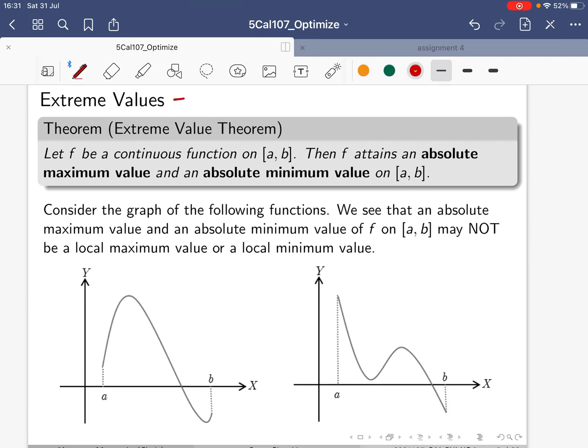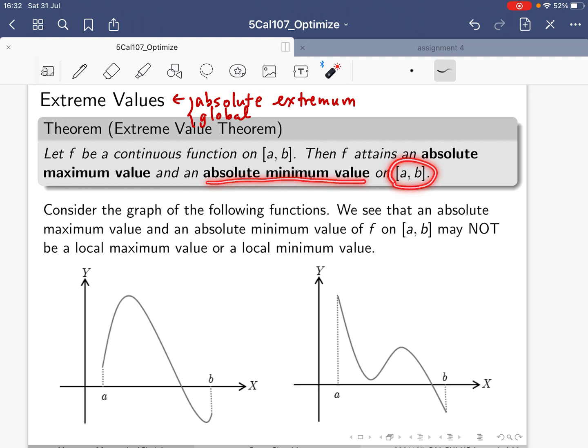This kind of extreme value is sometimes called the absolute extremum or the global extremum, depending on the book. The theorem says that if your f is continuous over the closed interval from a to b, then your f must attain an absolute maximum value and an absolute minimum value on that closed interval. So you need to have both of them.